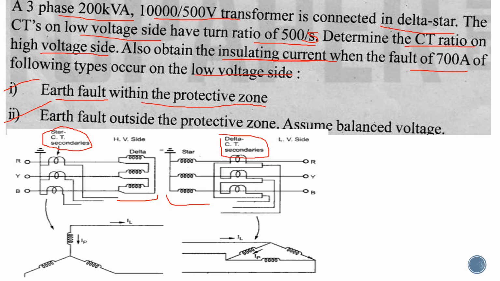Also, we are provided with the voltages of primary and secondary. That is, the primary side voltage is given as 10,000 volt and the secondary side voltage is given as 500 volt. Therefore, 500 volt is your low voltage side, which is the star side of the transformer. Also, we are provided with the CT ratio of the low voltage side, that is, the 500 volt side CT ratio is 500 by 5. We need to find the CT ratio of the high voltage side, that is your 10,000 volt side.